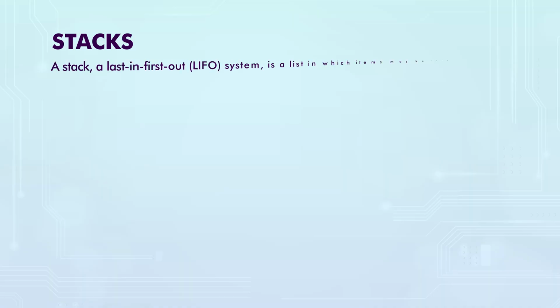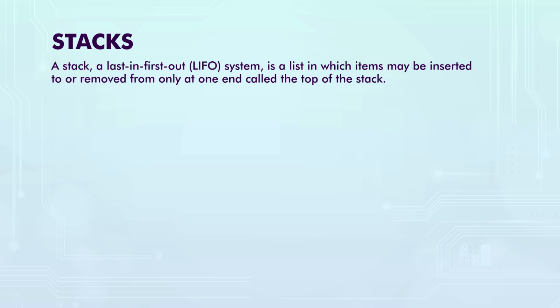Stack is an important data structure. Stack is a dynamic, linear, non-primitive type of data structure. A stack is a first in last out system or last in first out system, which is a type of list in which items may be inserted or removed from only one end, that is the top of the stack.